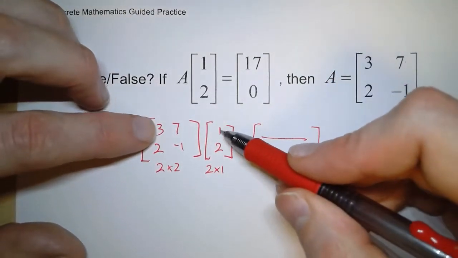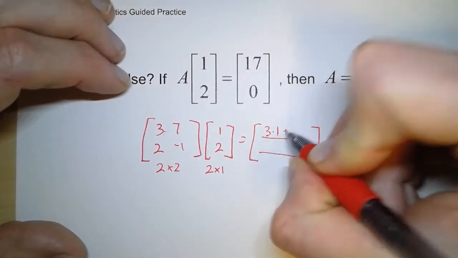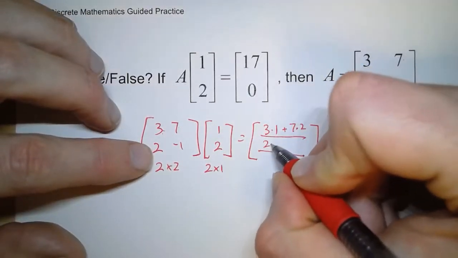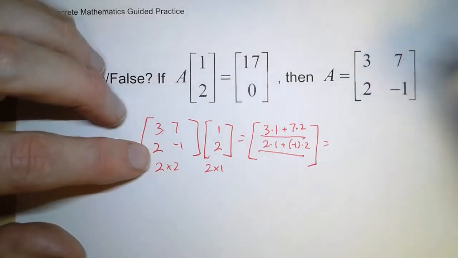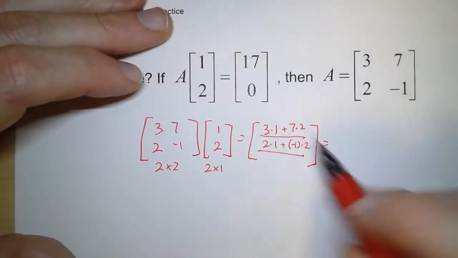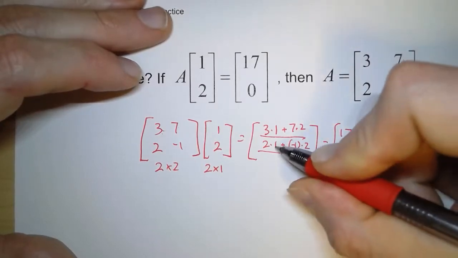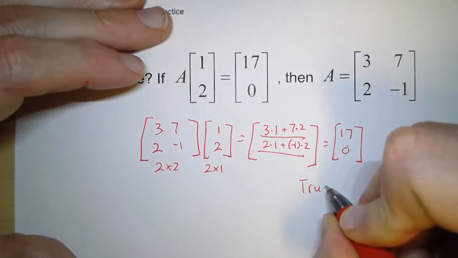So we're going to end up with a 2 by 1 matrix as our answer. So I multiply across the row and down the column. 3 times 1 plus 7 times 2. 2 times 1 plus negative 1 times 2. So let's see. We get 3 plus 14. That gives us 17. And 2 minus 2 gives us 0. So this is indeed a true statement.